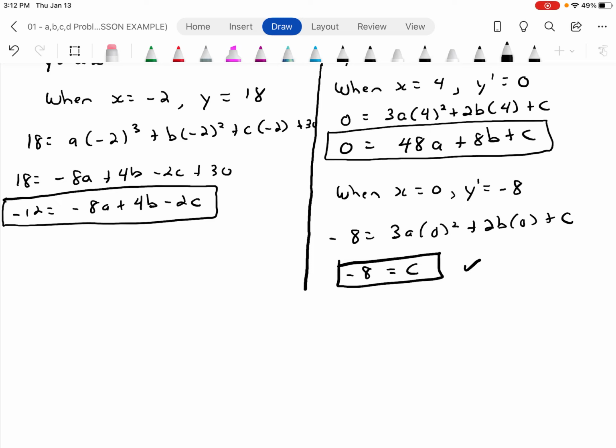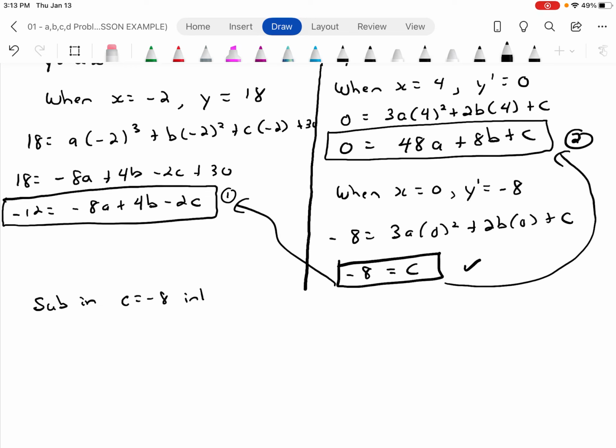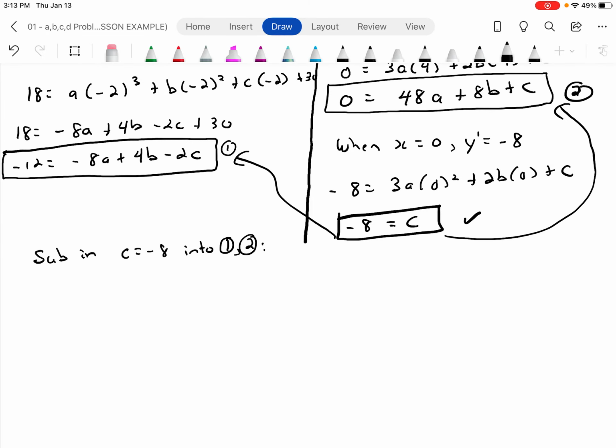That is, I can take that c and I can put it in here, what I will call equation 2, because it's just over on the right-hand side. There's no reason to call it equation 2 except it was on the right-hand side. And I'm going to put it in here, what I'm going to call equation 1, and I'm going to say, okay, sub in c equals -8 into 1 and 2. And I'm using these 1 and 2 in circles on purpose because you might remember from grade 10 when you did substitution and elimination, this is the way we labeled these equations. And so that's going to help maybe trigger our brain into what's going to happen at the end here.